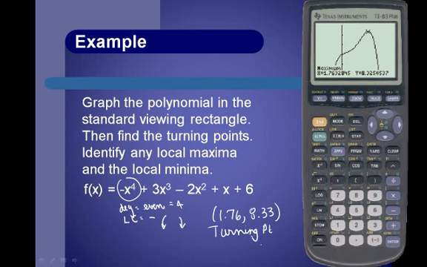Now our max is just this highest point right up here at the top. So our local max and our absolute max is going to be 8.33 because that is the highest point on the whole graph.